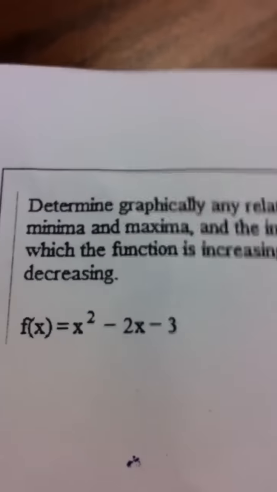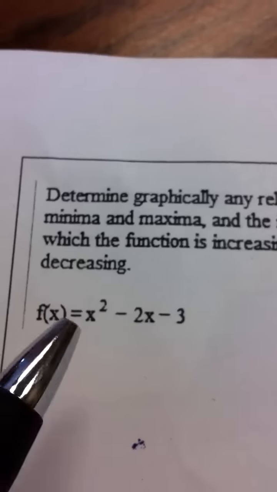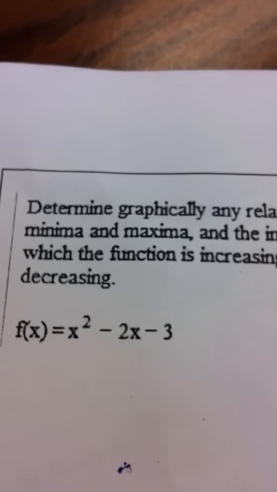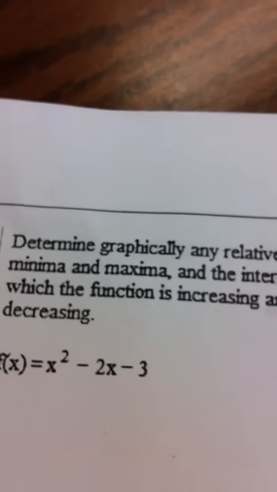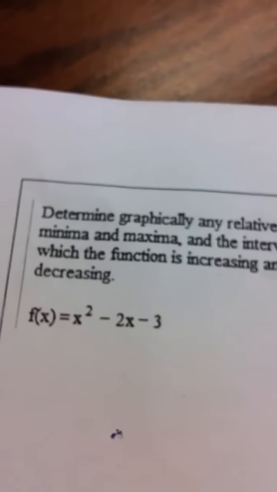Okay, so on this problem we're given the function f of x equals x squared minus 2x minus 3, and it says determine graphically any relative maxima or minima, so we're looking for hills or the y values in the hills or valleys, and intervals over which the function's increasing or decreasing.